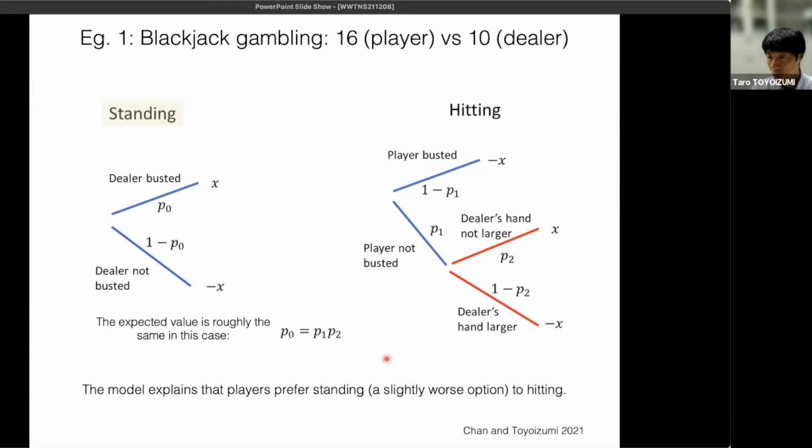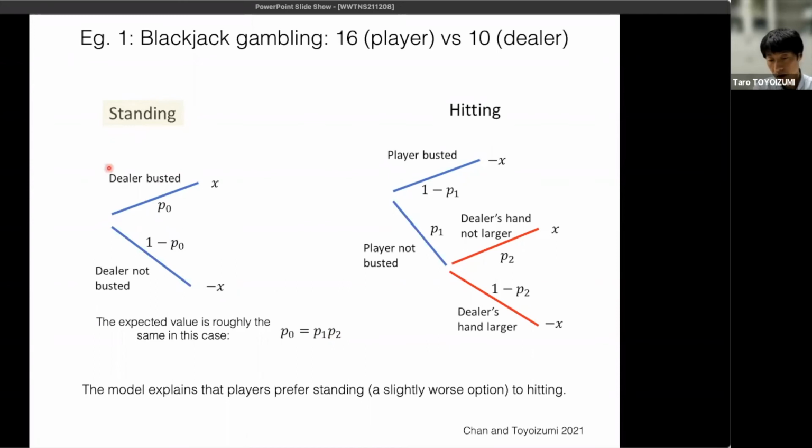So what's interesting about this condition is that optimally, this hitting choice has a slightly better expected outcome. But even experienced gamblers tend to choose this standing option, this suboptimal option. So this is a paradox. And the model can account for why even experienced gamblers choose this suboptimal choice of standing.